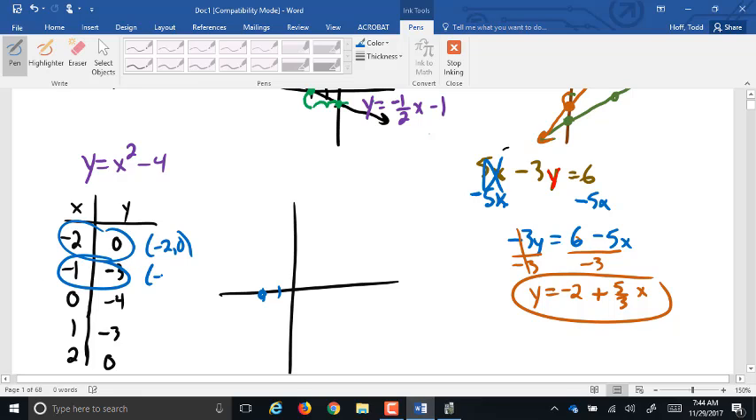This gives us the point negative 1, negative 3. So negative 1, negative 3 is right there. 0, negative 4. Oops, that is not what I wanted. Negative 4 would be down one more. 1, negative 3, there's 1 and negative 3, and 2, 0. It's like that. So that gives us kind of a U shape like that.